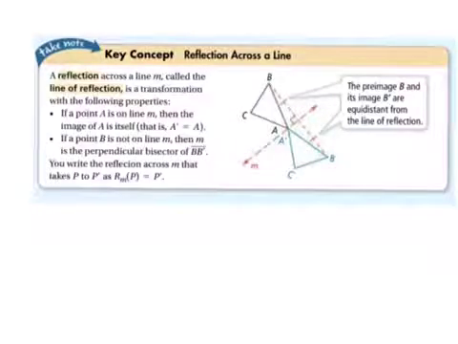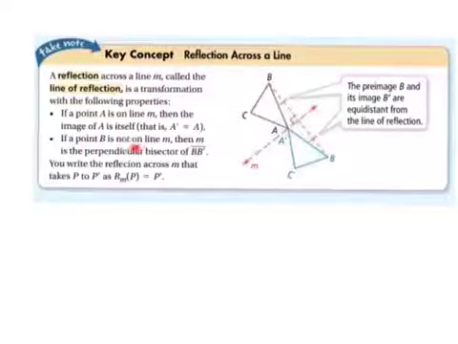Again, a reflection across a line M, and that line M is our line of reflection. If we look at this picture, there's our line of reflection. A reflection is a transformation with the following properties. If a point is on the line of reflection, then its image is also on the line of reflection. So point A is on the line of reflection, so A prime is also on the line of reflection.